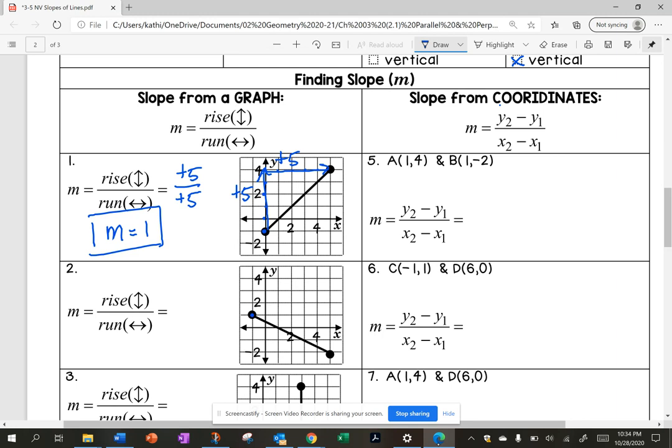Let's try number 2. So this time my rise is 1, 2, 3. When I go down, that is negative. 1, 2, 3, 4, 5, 6. So I said 3 and wrote a negative 3. And this is plus 6, so minus 3 plus 6. When I simplify, my slope, negative 3 divided by positive 6, is negative a half.